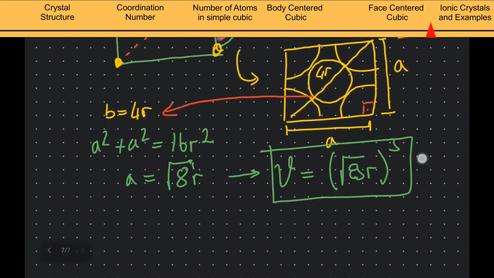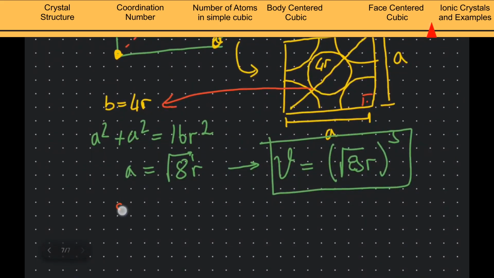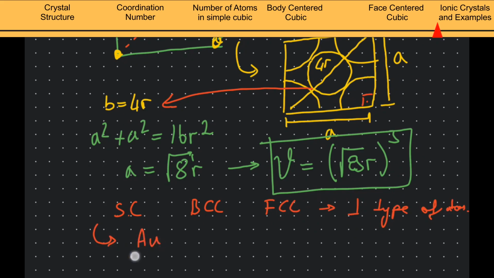And all the atoms, simple cubic, BCC structure or the FCC structure consists of only one type of atoms. So I am talking about, for instance, gold. Gold has an FCC structure, and if you want to calculate its density by using crystal structures, it is possible, and I will do it in the next video as an example.